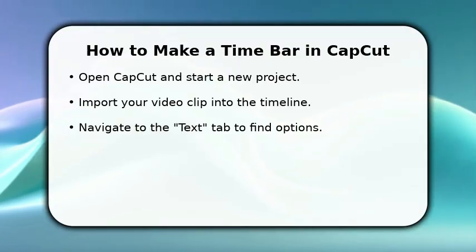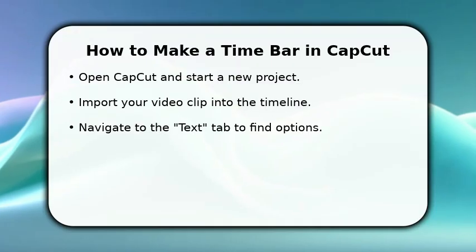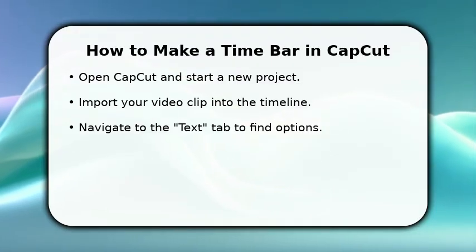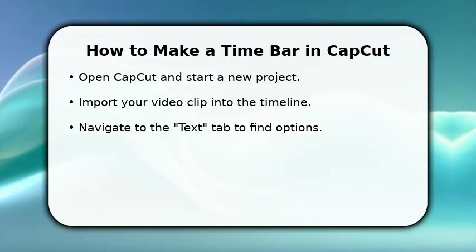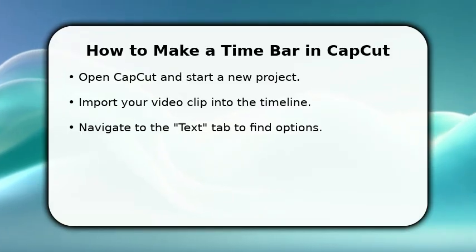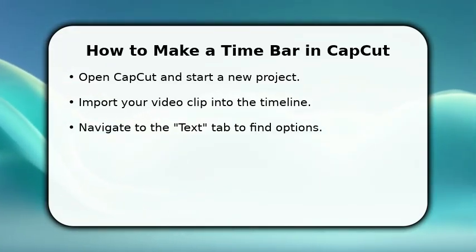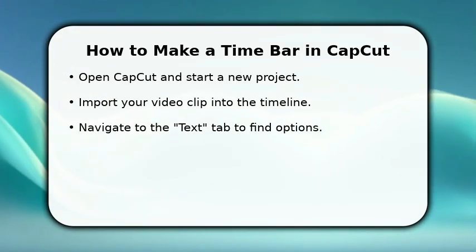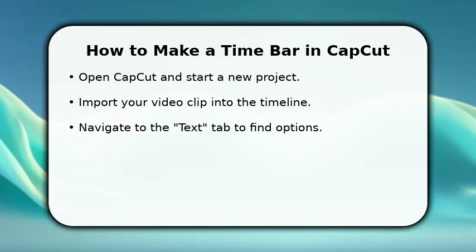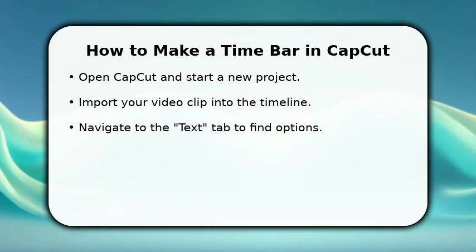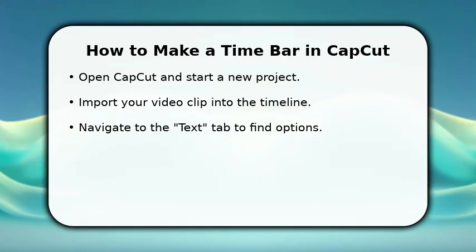In this video, I will show you how to make a time bar in Capcut. First, open the Capcut application on your device and begin a brand new project. Next, import your desired video clip directly into the editing timeline. Then, locate and tap on the Text tab at the bottom of your screen. This is where we will find all the necessary tools to create our time bar. It's a straightforward process to get started.